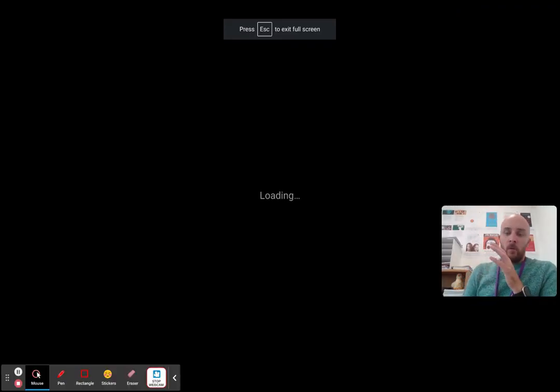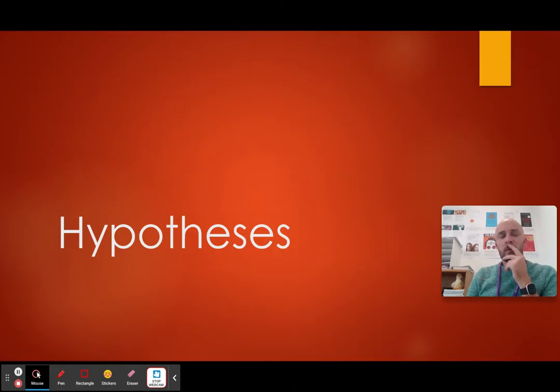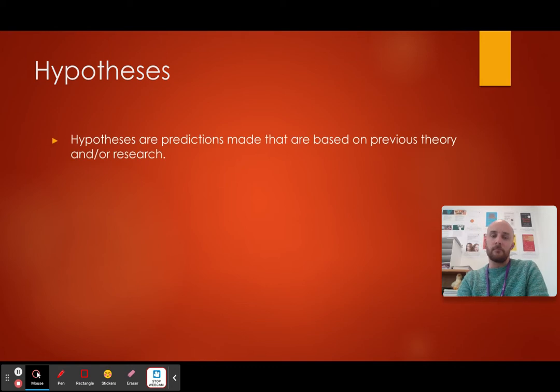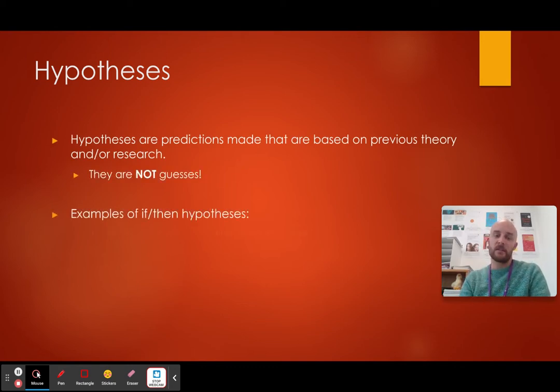So when we're talking about hypotheses, we're talking about essentially a prediction that's based on previous research and or theory, right? So what it isn't is a guess. At the beginning of a piece of research, a researcher will come up with a hypothesis that he or she or they think is going to happen based on previous research. They are not guesses, right? They are based on previous research.